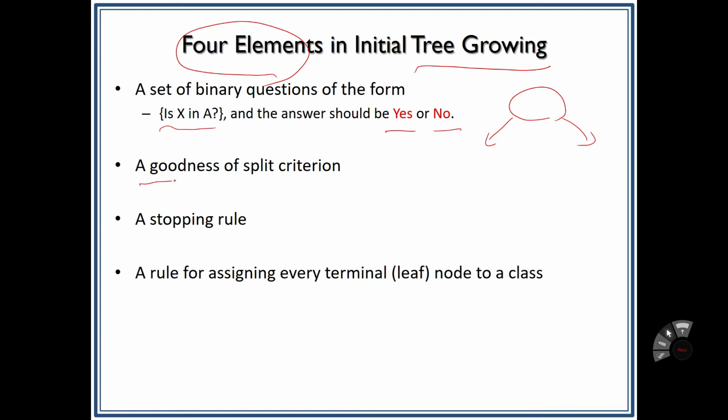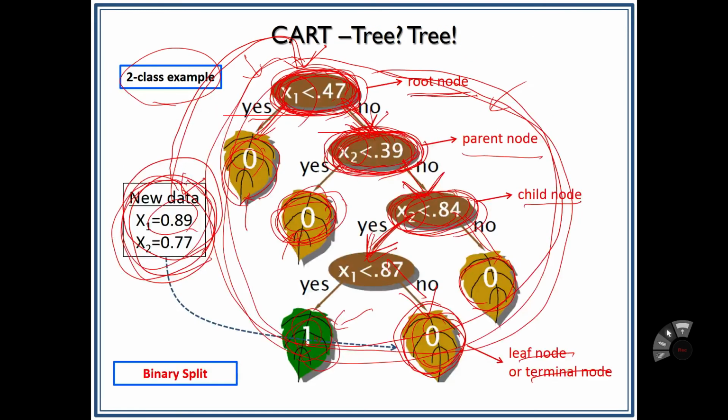We should have a goodness of split criterion, which I will talk about later. And we should have a stopping rule, usually a stopping rule for pruning, and we will talk about this later in this lecture slide. And a rule for assigning every terminal node to a class. I told you that each of the leaf nodes should have its own class label, so we should have a way of assigning a class label to each terminal node.